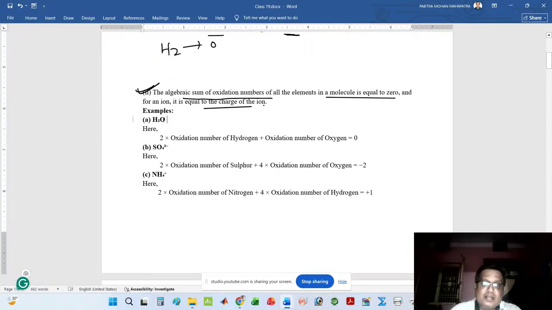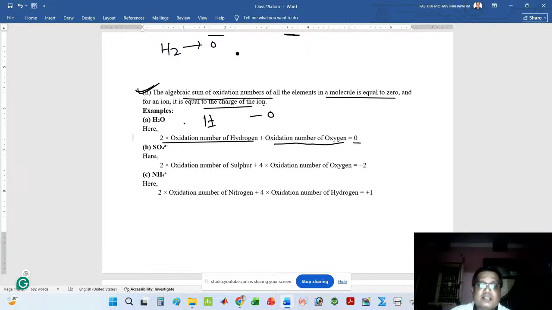Look at H2O, a water molecule. As per the rule, the algebraic sum of the oxidation numbers of all elements: here two elements are present, hydrogen and oxygen. There are two hydrogen atoms, so as per the rule, 2 into oxidation number of hydrogen plus oxidation number of oxygen is equal to 0. For a molecule, the algebraic sum of the oxidation numbers of all the elements in the molecule is equal to 0.